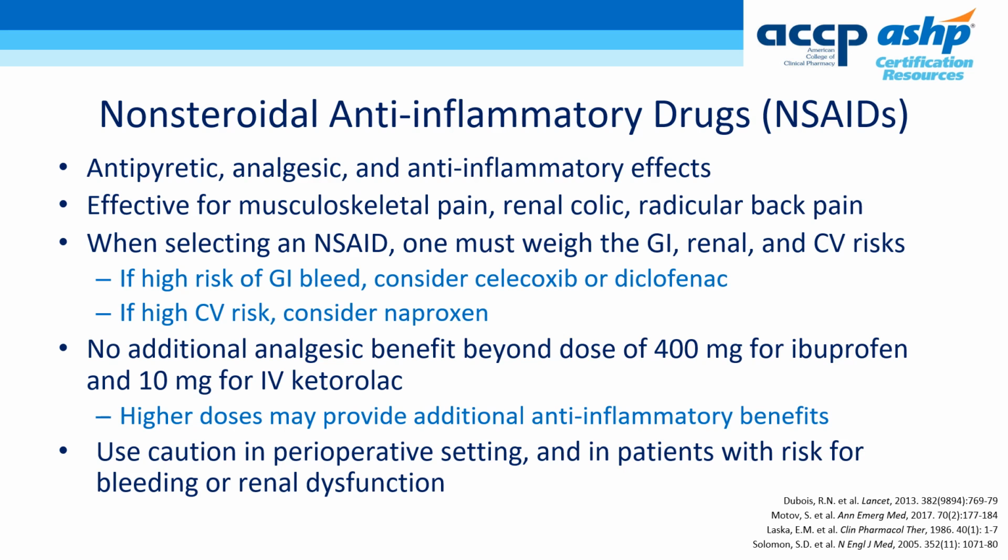When selecting an NSAID, one must weigh the GI, renal, and cardiovascular risks. If the patient is at higher risk of a GI bleed, consider adding a proton pump inhibitor to reduce the risk of bleed. All NSAIDs have an analgesic ceiling dose, which is lower than the anti-inflammatory maximal dose. When the ceiling dose is met, additional increases in dose provide no further analgesic benefit. The ceiling dose has been reported as 400 milligrams for ibuprofen and 10 milligrams for intravenous ketorolac. With this in mind, lower dosages should be selected for non-inflammatory pain, and higher ranges are reserved for those situations in which inflammation and swelling are significant contributors to the pain.